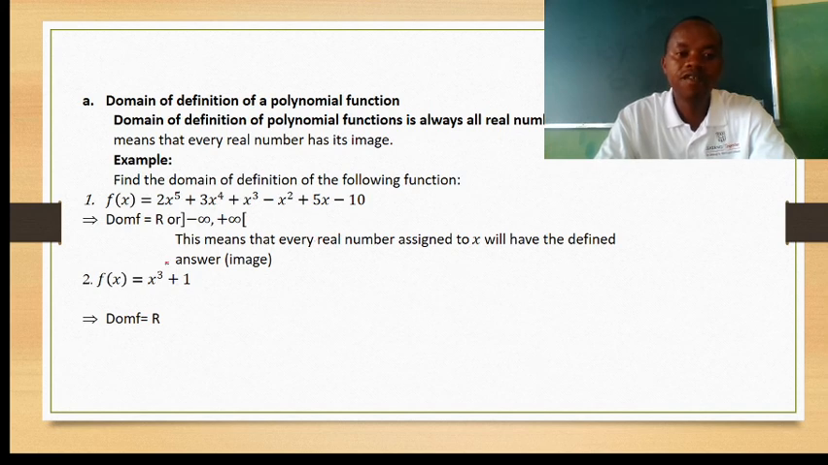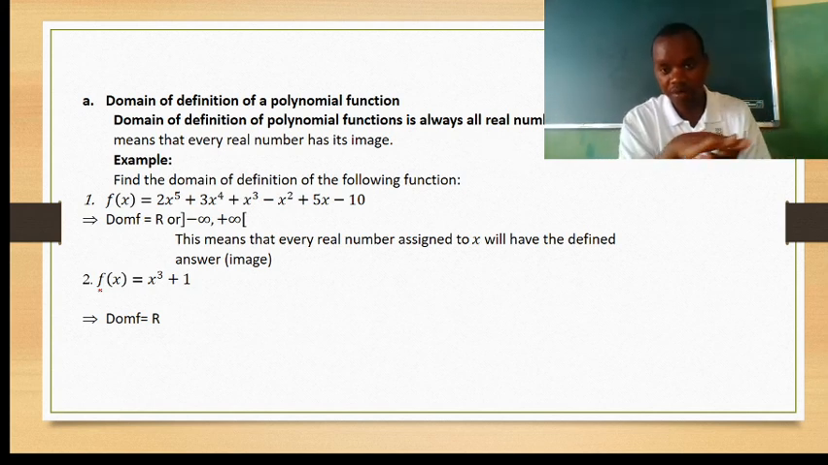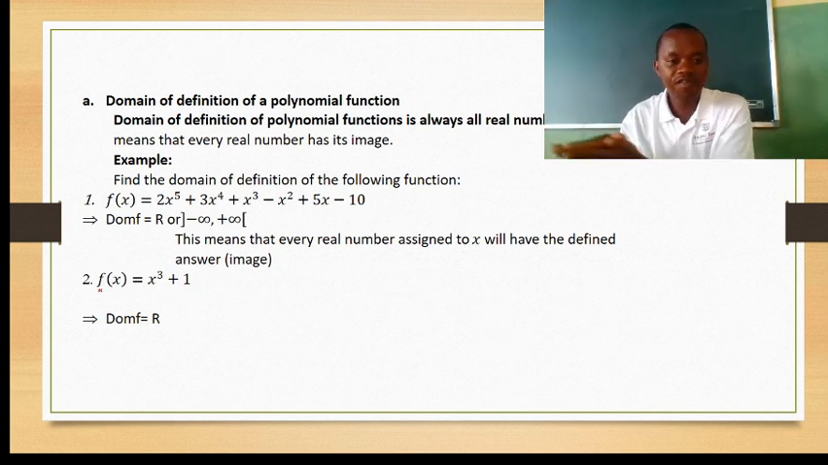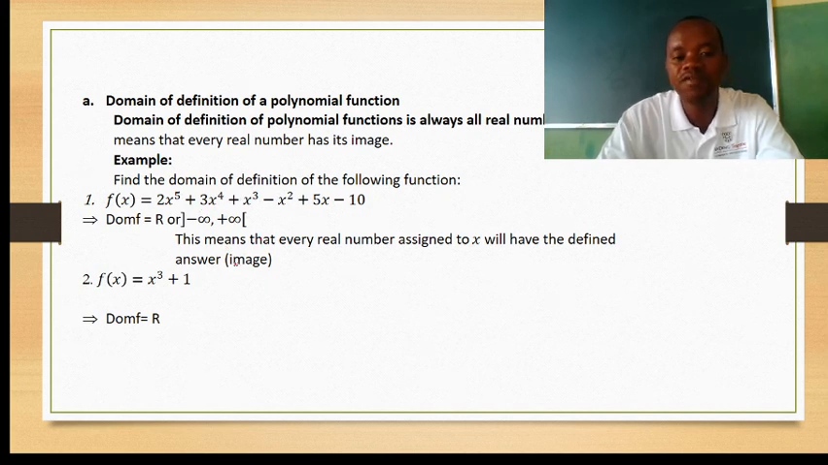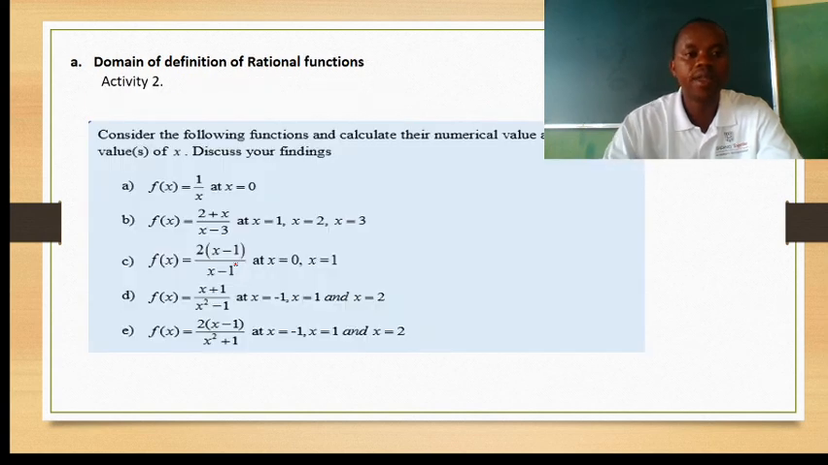We have example number 2. F of x equals x power 3 plus 1. Domain of definition: as it is a polynomial function, written in a linear form, the domain of definition is R, or the set of all real numbers, or from minus infinity up to positive infinity, written in interval form.